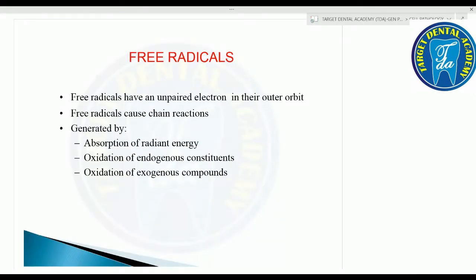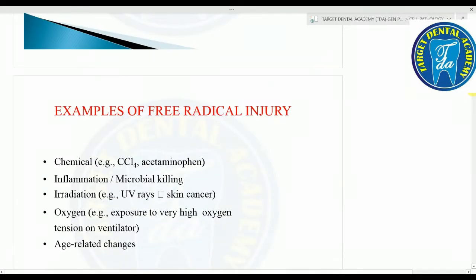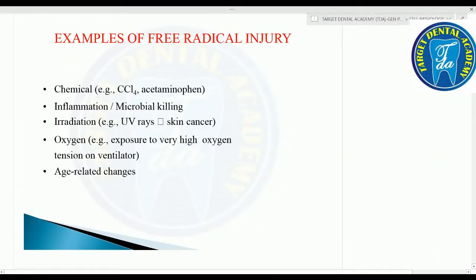Right? Now after this, let's discuss the free radicals. The free radicals have an unpaired electron in their outer orbit. The free radicals cause chain reactions. Important. These are generated by the absorption of radiant energy, the oxidation of endogenous constituents, and the oxidation of exogenous compounds. Important. Now, what are the examples of free radical injury? The chemical examples: CCl4, acetaminophen, inflammation or microbial killing. Irradiation includes ultraviolet rays on the skin, which leads to skin cancer. The oxygen example: exposure to very high oxygen tension on the ventilator, and age related changes.